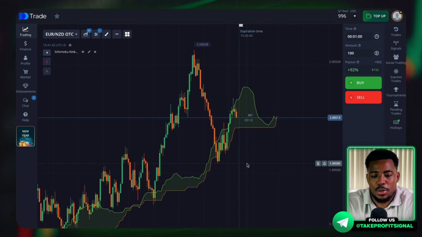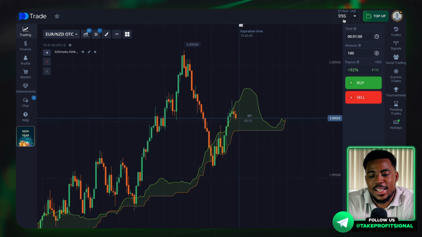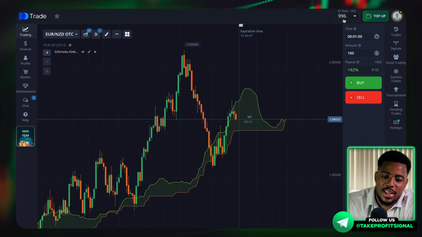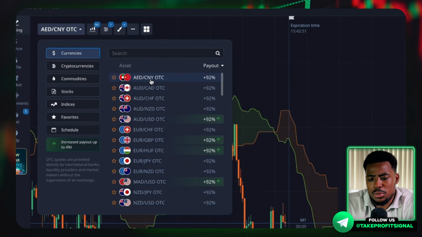I opened the trading platform Pocket Option. I have a balance of $996 today. Respectively, if I earn $1,000 on top today, it will be a very good result.